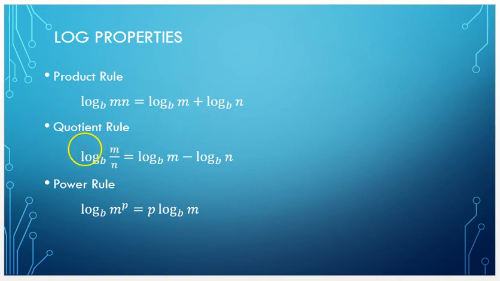Similarly, we have the quotient rule. So you can take two terms that are being divided and make that into separate logarithms which are being subtracted. And again, the base of the logarithms is not being changed in this case.